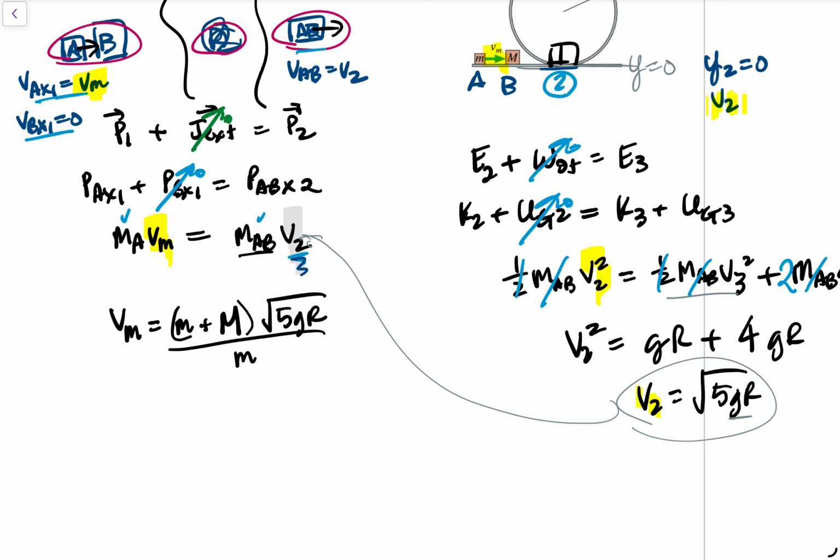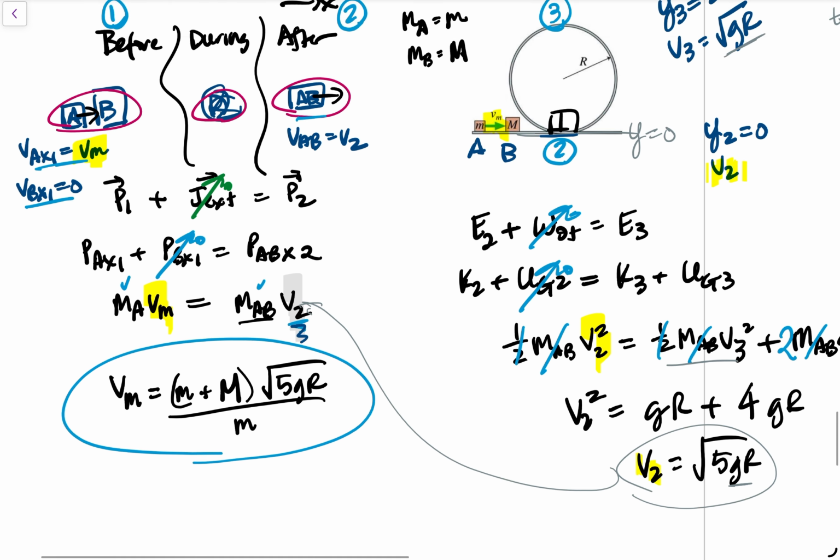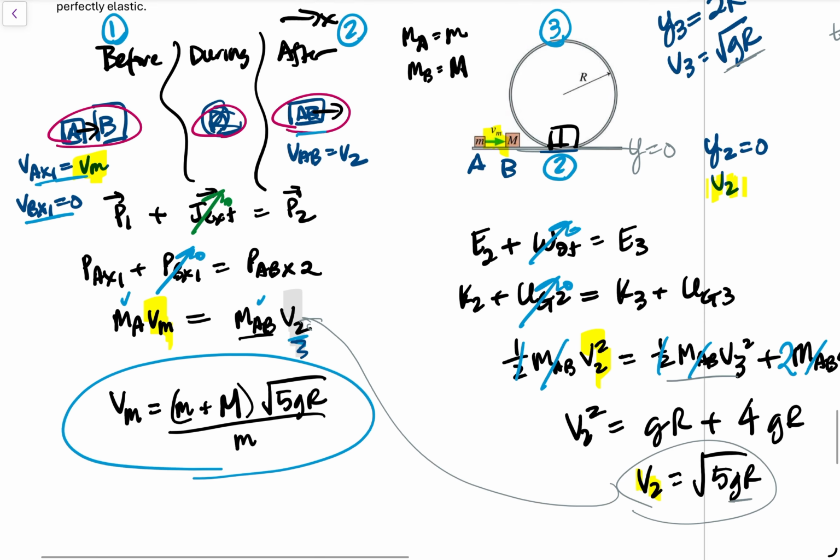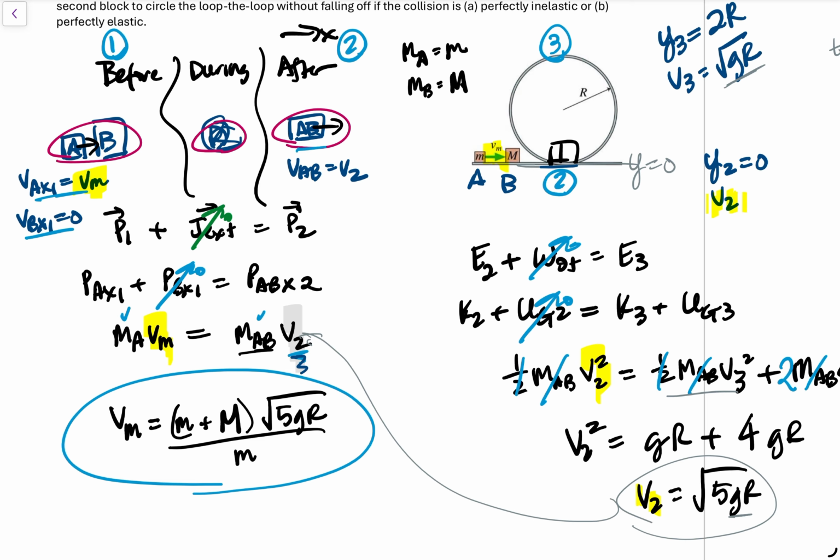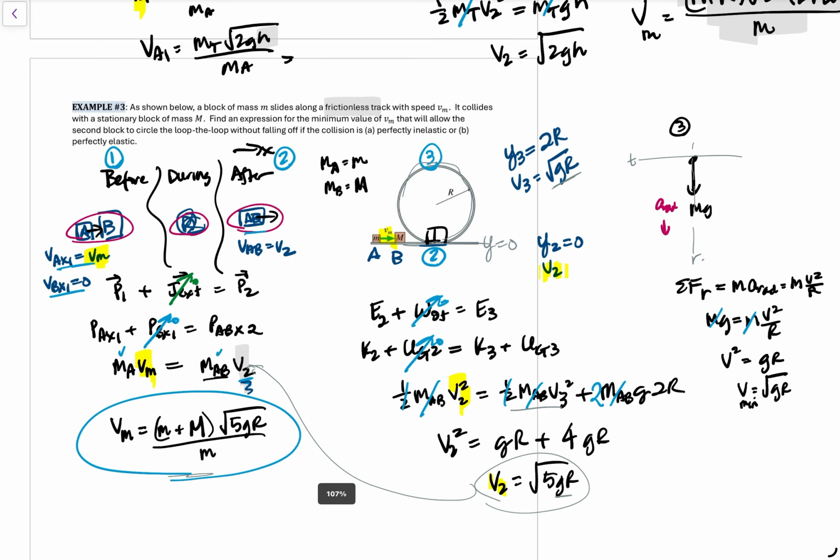So this is going to be our answer, our expression. So the minimum velocity that we need that little block to have, if it's going to hit the bigger block, we're going to have a perfectly inelastic collision, so they are going to stick together, is this speed that we found. Then the combined blocks will have enough speed at this point to make it all the way around that loop there.